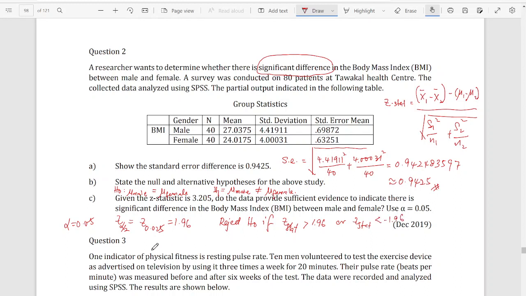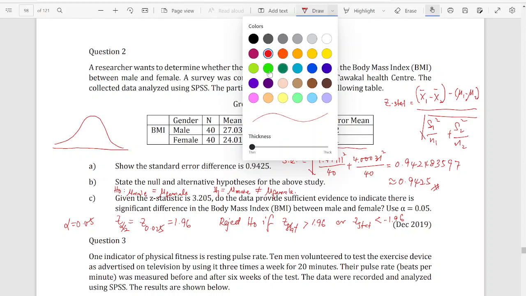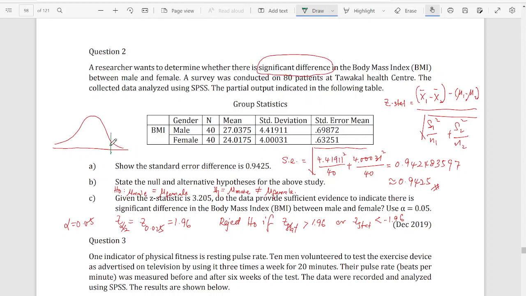Dia two tail sebab yang ni adalah two tail. So bila ada two tail macam ni, you akan ada dua, kiri dan kanan. So you have the two tails over here. So in this case kalau two tail kita akan ada satu dekat sini, satu lagi kat sini. So this is Z alpha over 2. This one is negative Z alpha over 2. So you have 1.96 dengan negative 1.96. So this will be the rejection region.